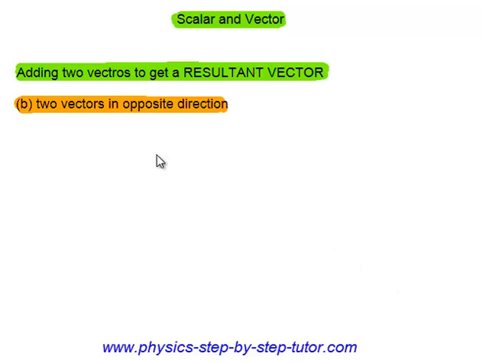Let's now look at two vectors which are acting in opposite direction. How do we add them up? Now we are back to the grid. I'll get the first force just like before. It was 10 newtons.